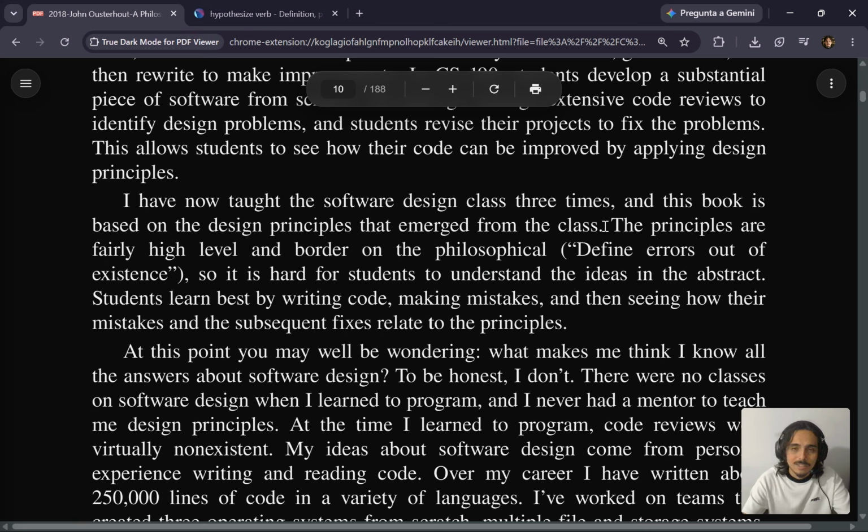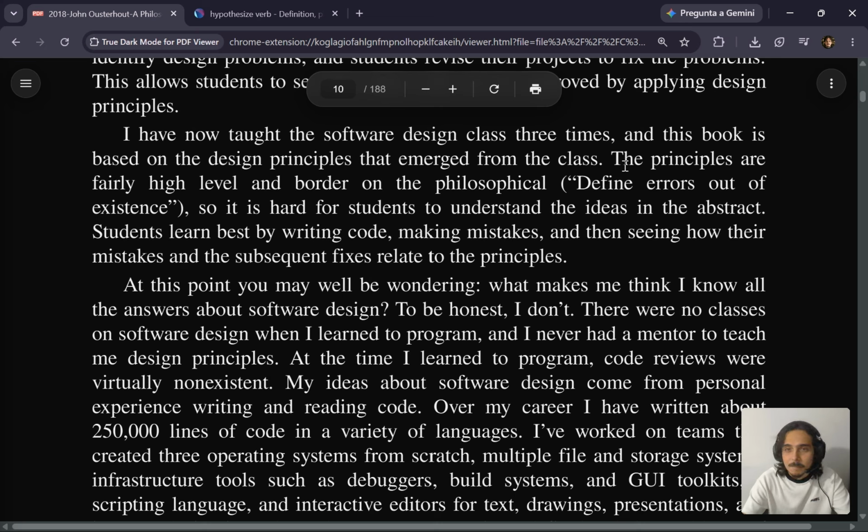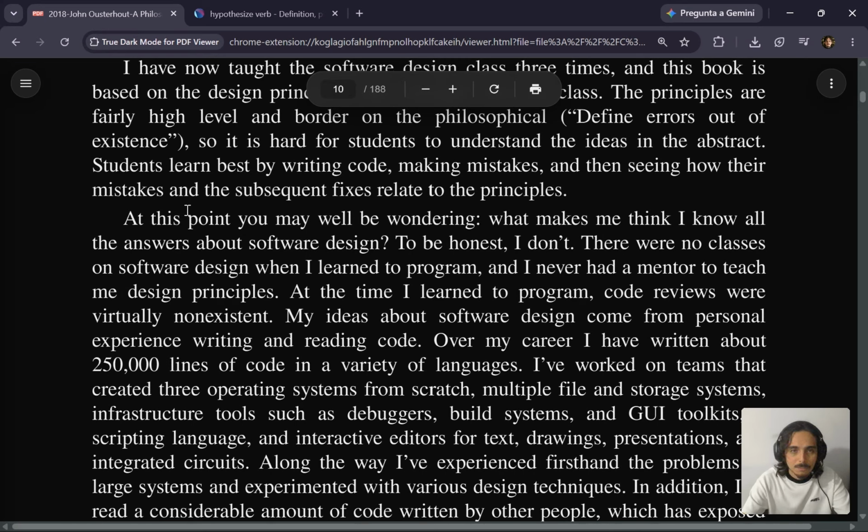Good. So these teachings come from a hands-on approach. I like it. We are basing all this on real case scenarios, we could say. The principles are fairly high level and border on the philosophical, like define errors out of existence, so it is hard for students to understand the ideas in the abstract. Students learn best by writing code, making mistakes, and then seeing how their mistakes and the subsequent fixes relate to the principles. Yeah, this is about feedback loops. In order to improve a process, a system, whatever, we need to increase feedback loops. We need to measure performance, and we need to find a way to get information about performance often. We cannot improve a system if we cannot measure or if we are not tracking how the system is performing. So yeah, it's that applied to learning.